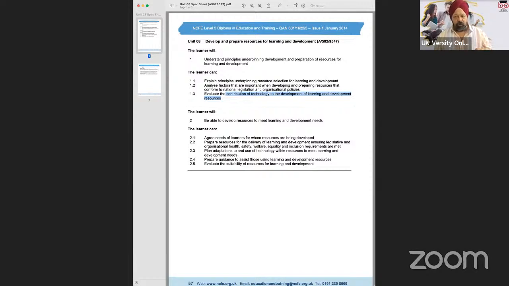So when we talk about the integration of technology, what we've covered is the SAMR model, which is substitution, augmentation, modification, and redefinition. And this helps educators integrate technology in a way that enhances and transforms learning experiences.